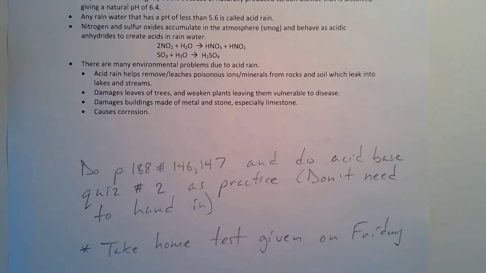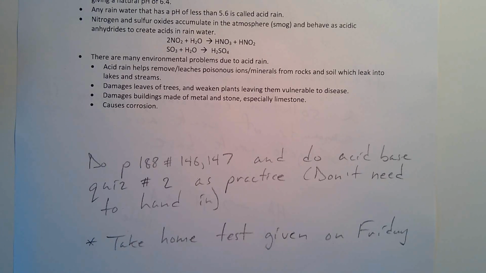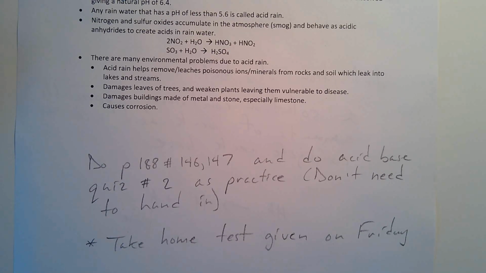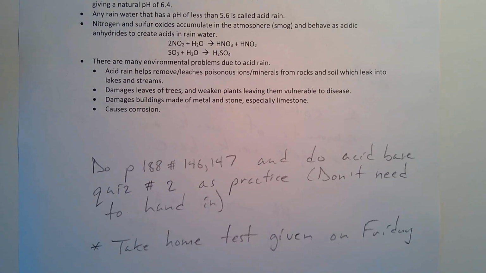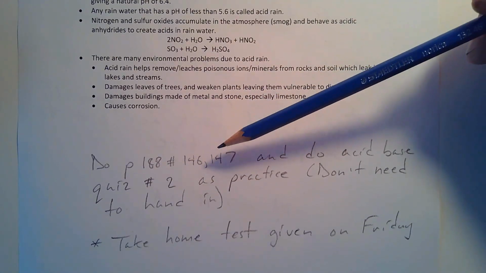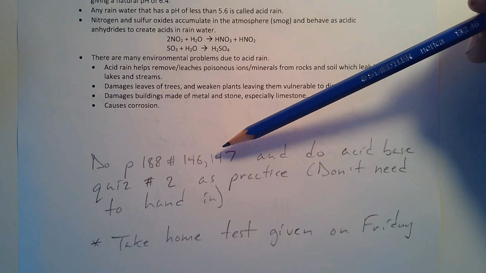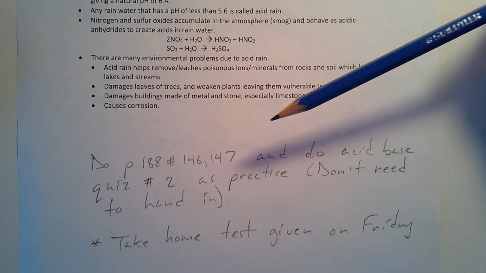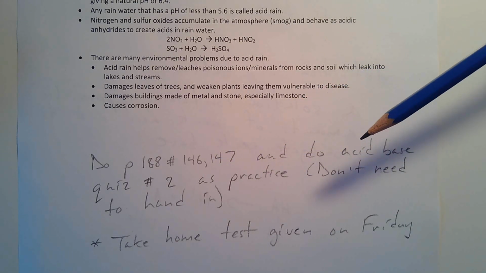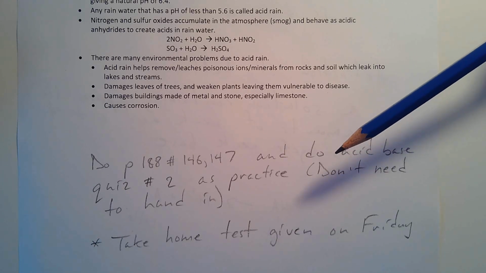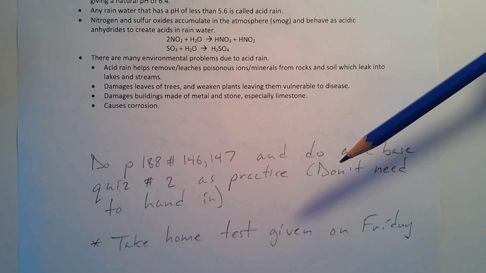So just be familiar with the behavior of metal oxides and non-metal oxides in terms of what type of relative acidities result when they mix with water, and then just be able to explain how acid rain comes to be and some of the damage it can do. So you can work on these two questions here, page 188, 146, and 147. I've got the acid-base quiz number 2. I just wanted to do this as practice, so you don't need to hand that in.